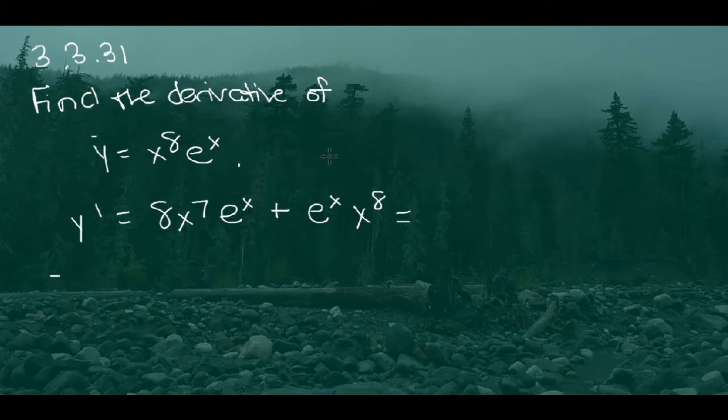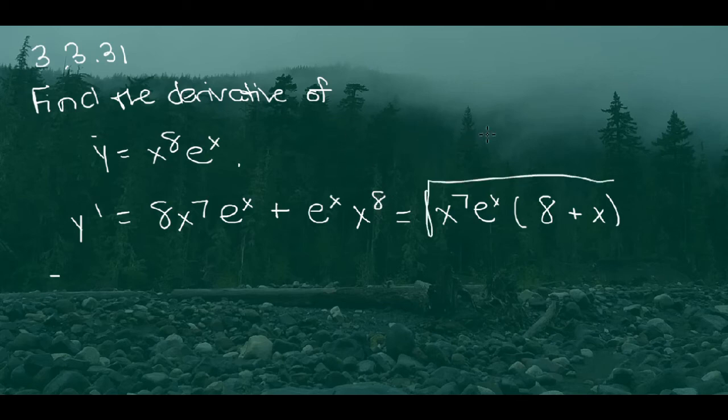Now, if you wanted to simplify that, you could notice that you can pull out an x to the 7th, e to the x from every term, and then you're left with 8 plus x, right? So that's another way of writing the answer. But yeah, that is the solution.